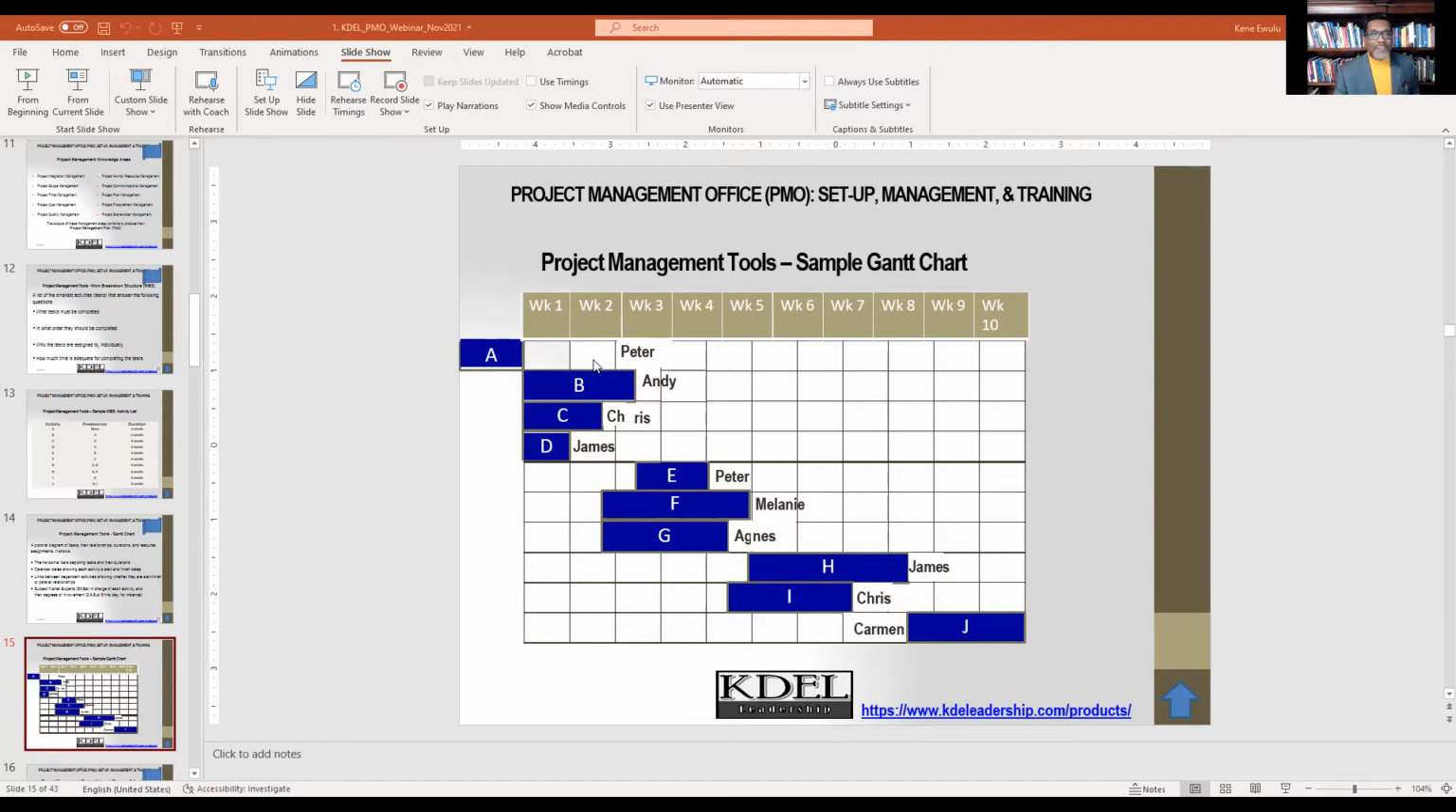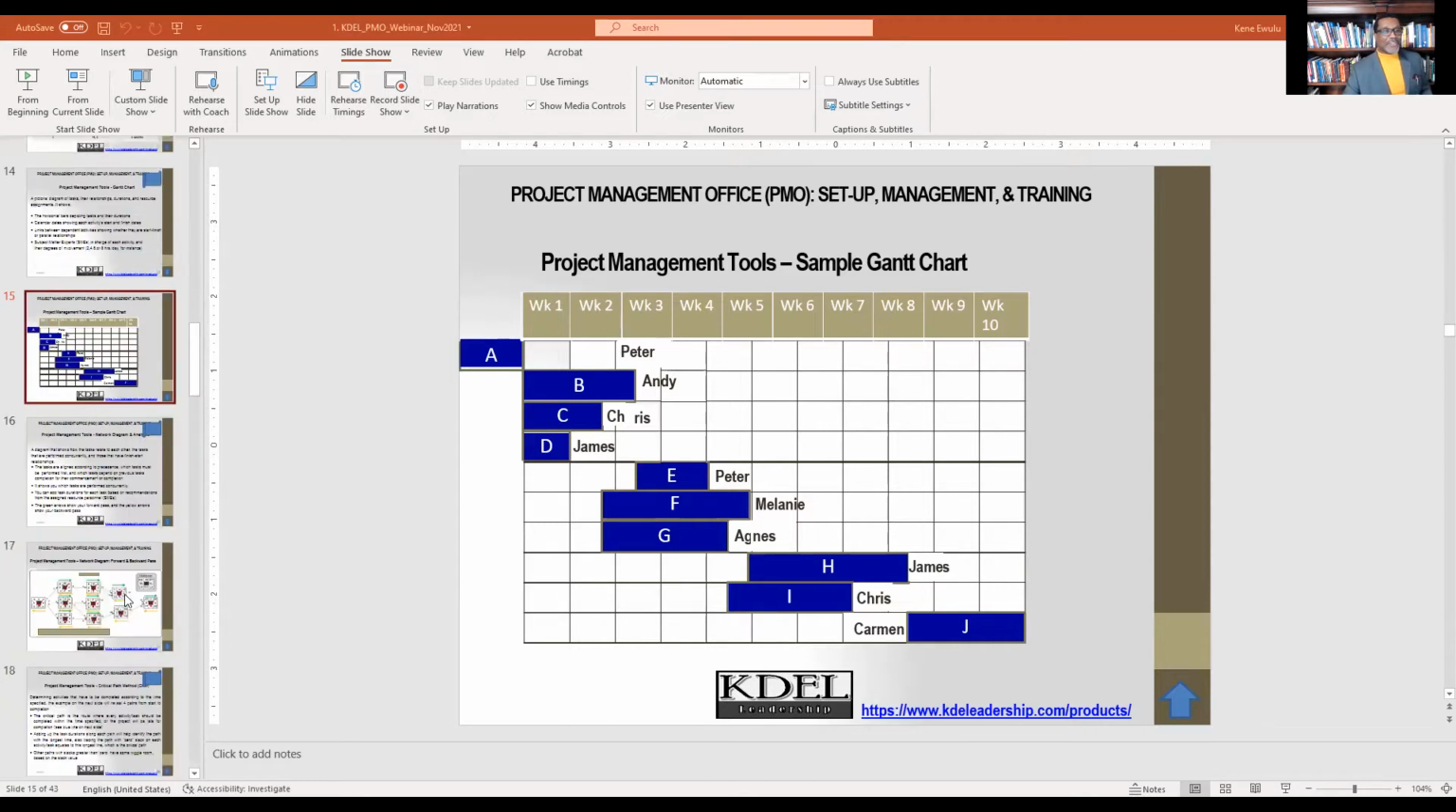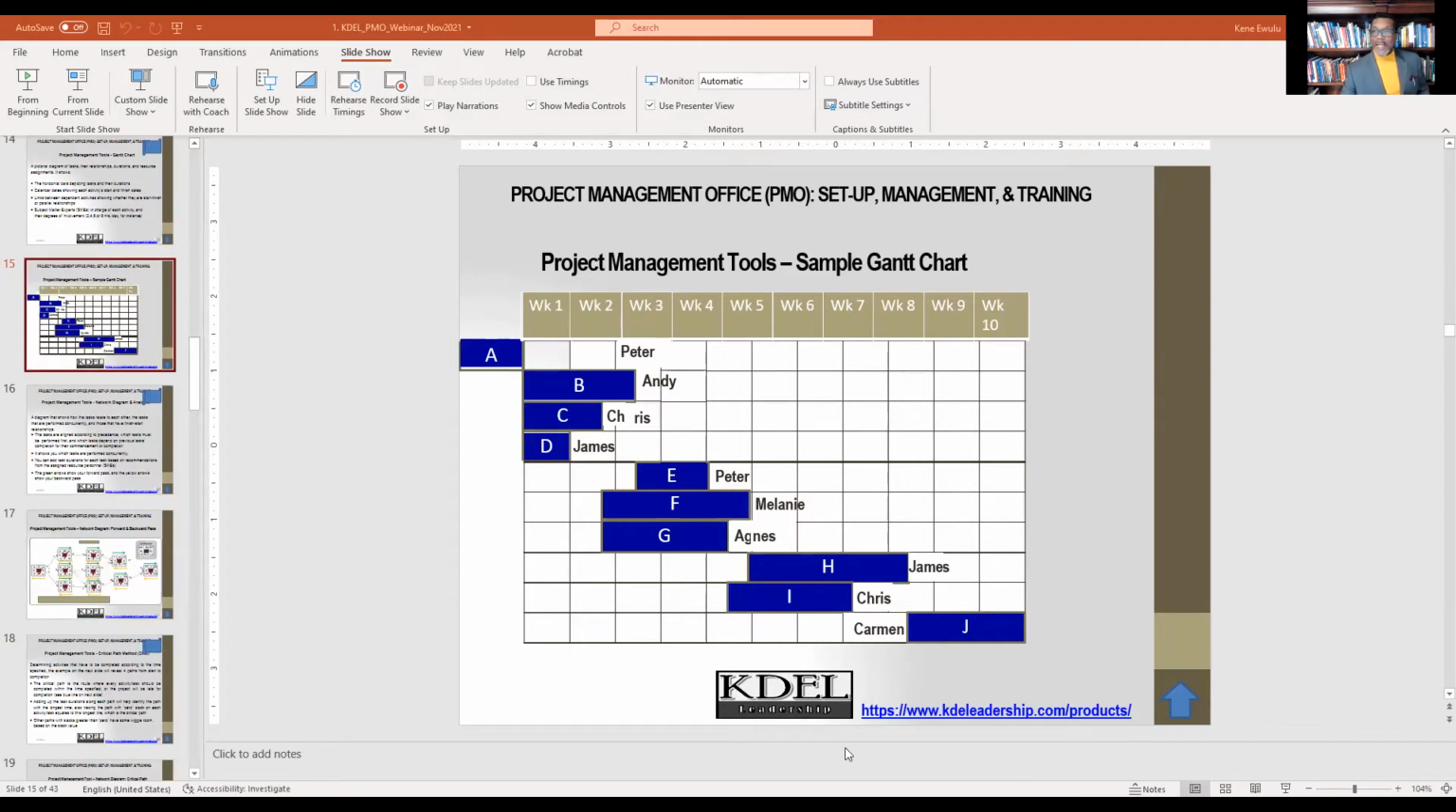Activity B has a duration of 2.5 weeks from here to there. It's handled by Mr. Andy, and activity B must end before activity E can start, which is handled by Mr. Peter, and which has a duration of 1.5 weeks. I just need to share that a little bit with you, exactly how that works.